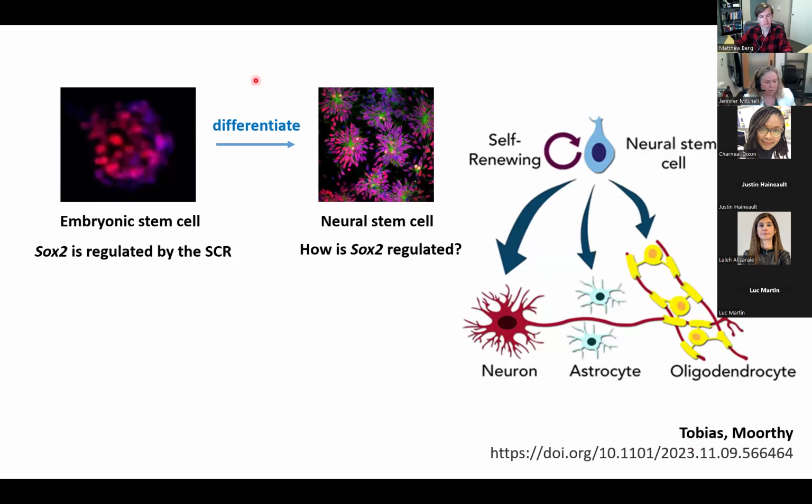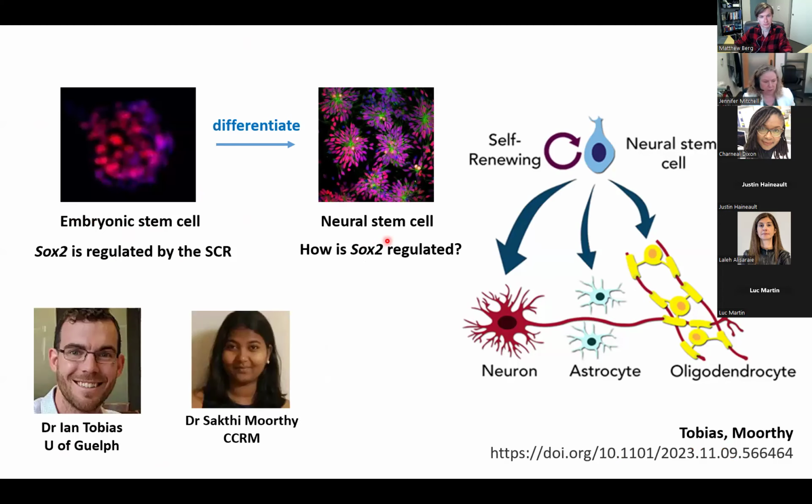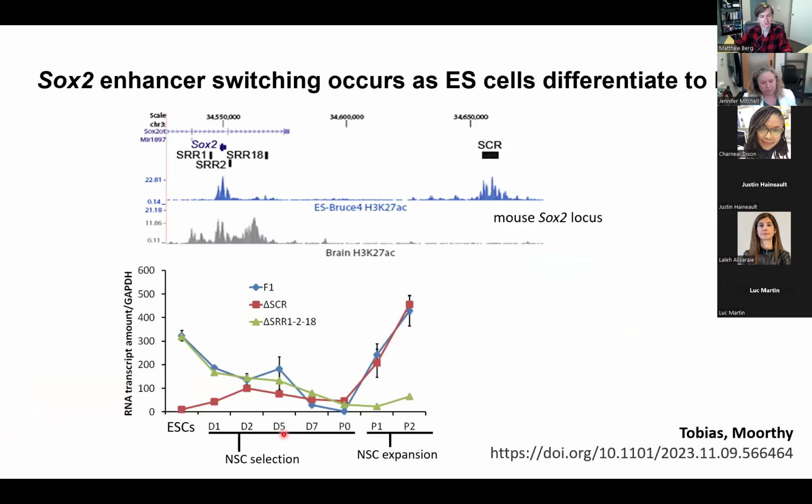And so we made use of the differentiation potential of embryonic stem cells, and we then differentiated them into neural stem cells and asked about their regulation in this context. And this was work that was done by two postdocs that have sadly now left my lab. One of them is a new professor at the University of Guelph, Ian Tobias, and Sakti Murthy is now working with the Center for Commercialization and Regenerative Medicine, where they work to support regenerative medicine translational work by the research community in Canada.